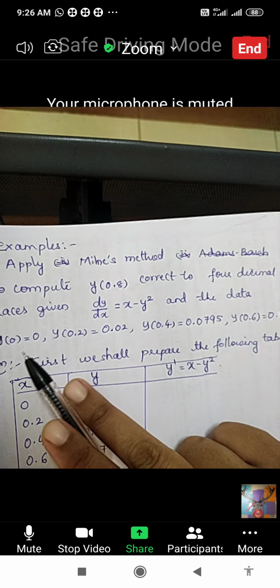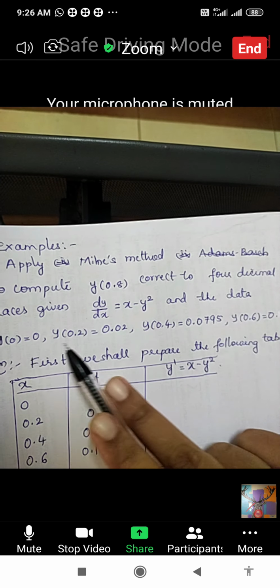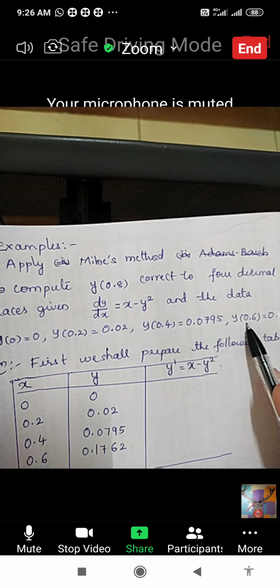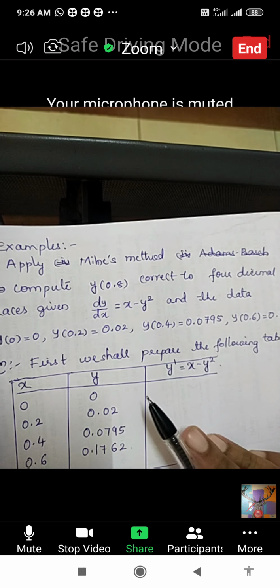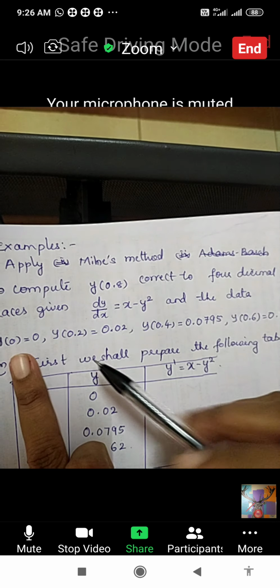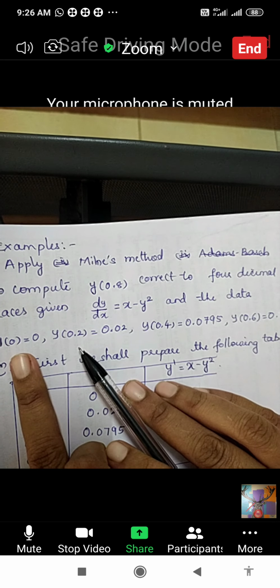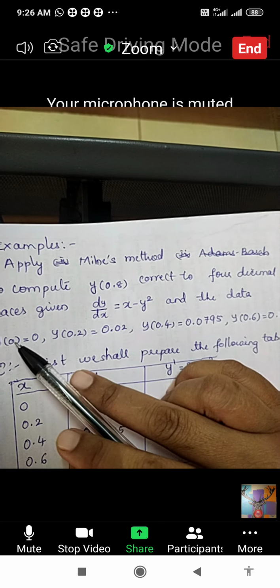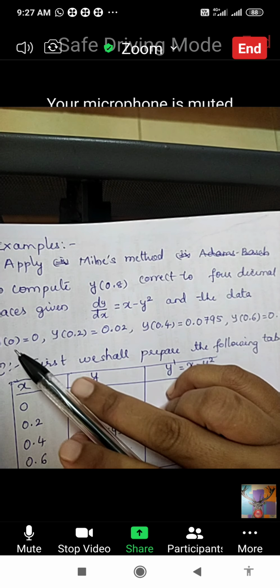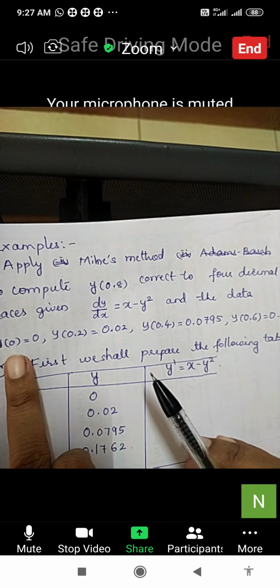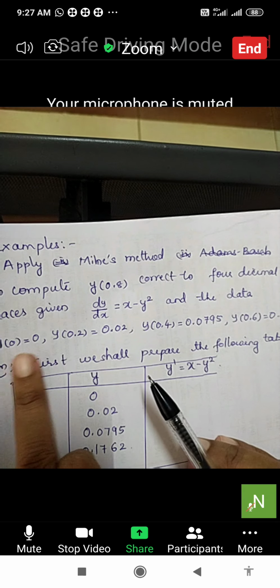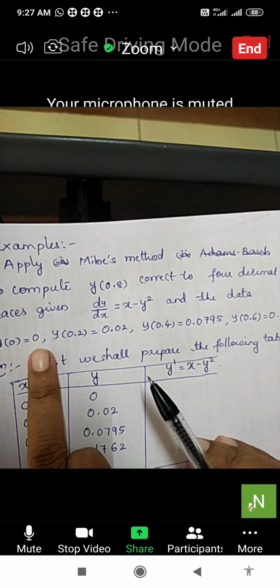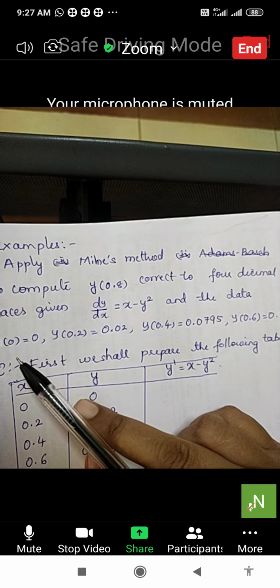Now here, what is the meaning of the bracket values? Inside the bracket, these are the values of what? These are the values of x, and these other values are for y.